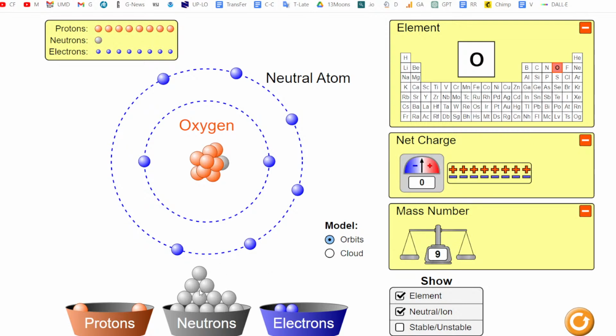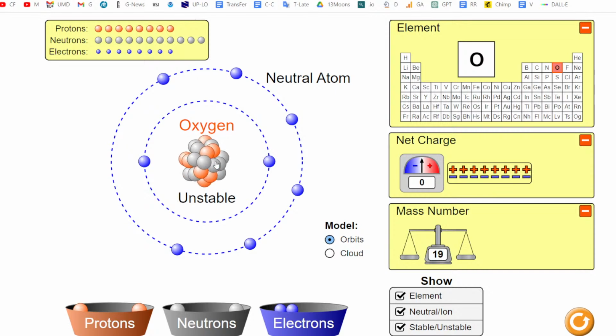But if we keep adding neutrons here, right now it's not stable. We add neutrons. There we go, 7, 8. Now it's stable. So this is one version of oxygen. If we add another neutron, it's still stable. If we add another neutron, it's still stable. So there are different versions of oxygen that are stable. If we keep adding neutrons, though, it becomes unstable. But we have different stable versions.